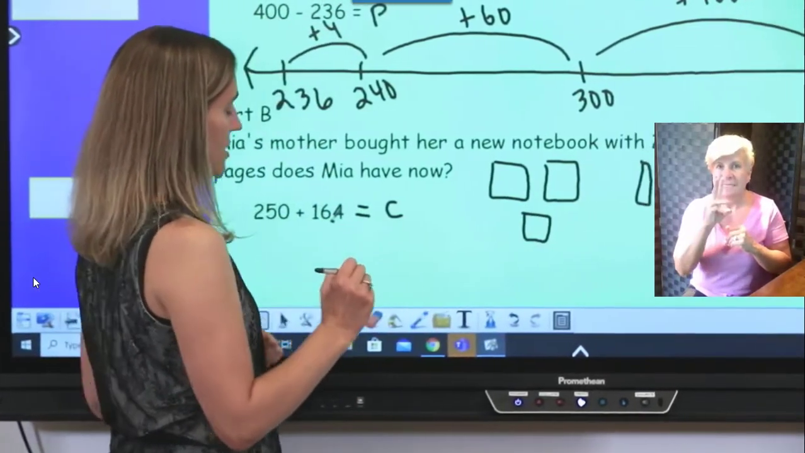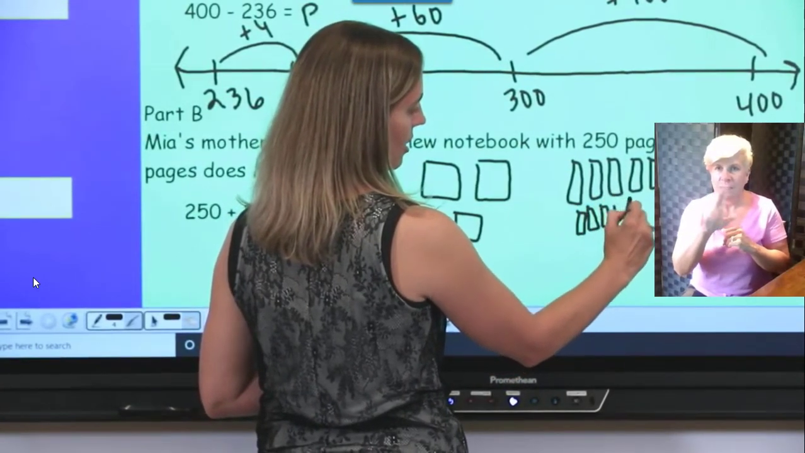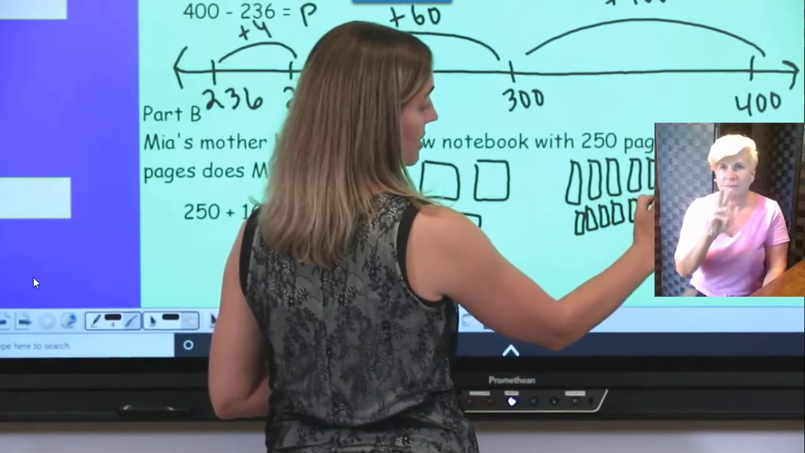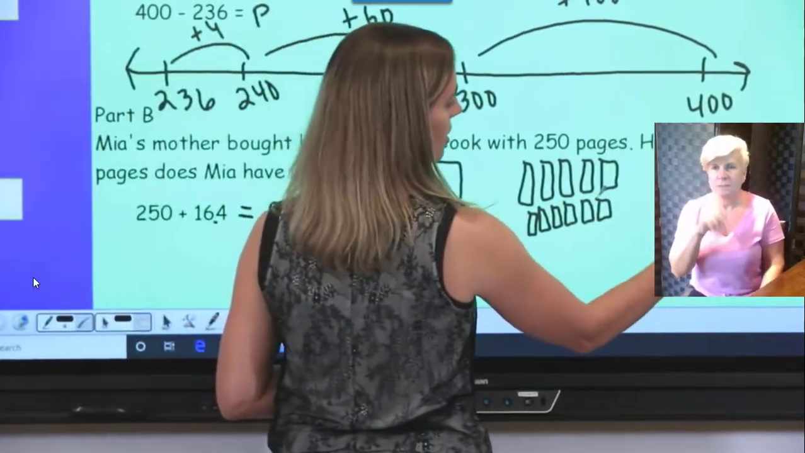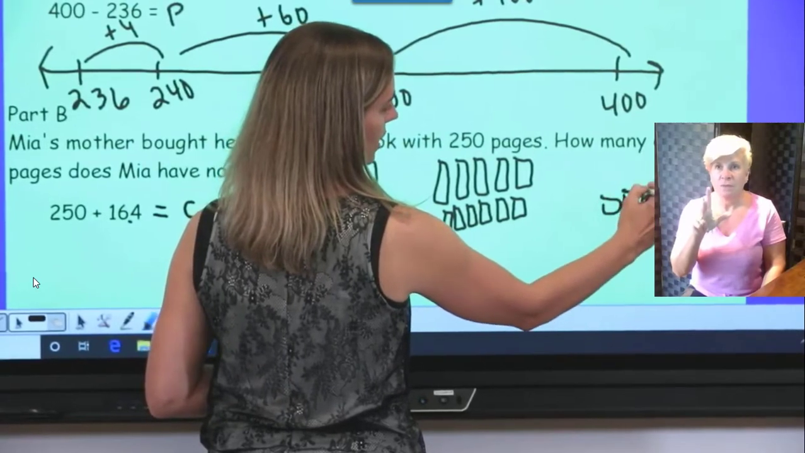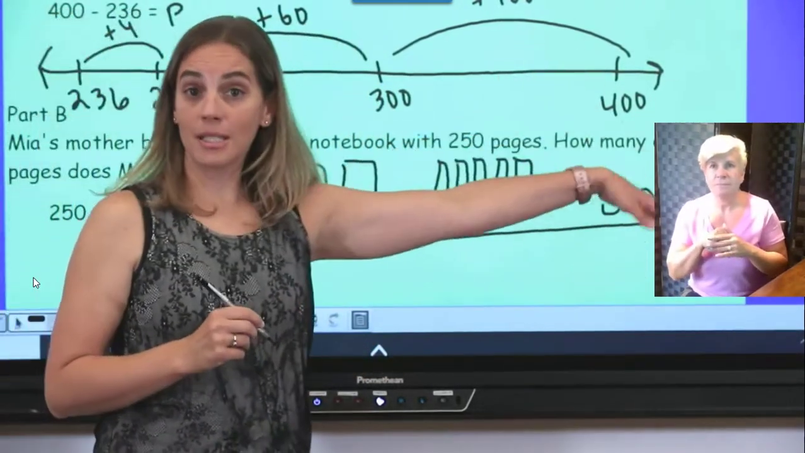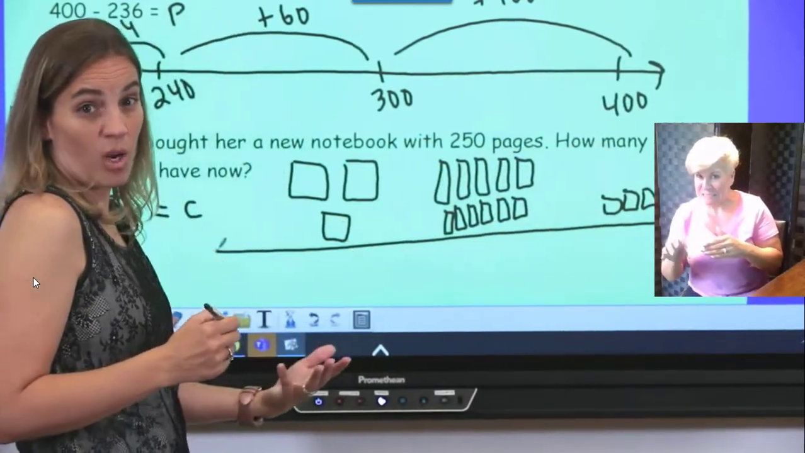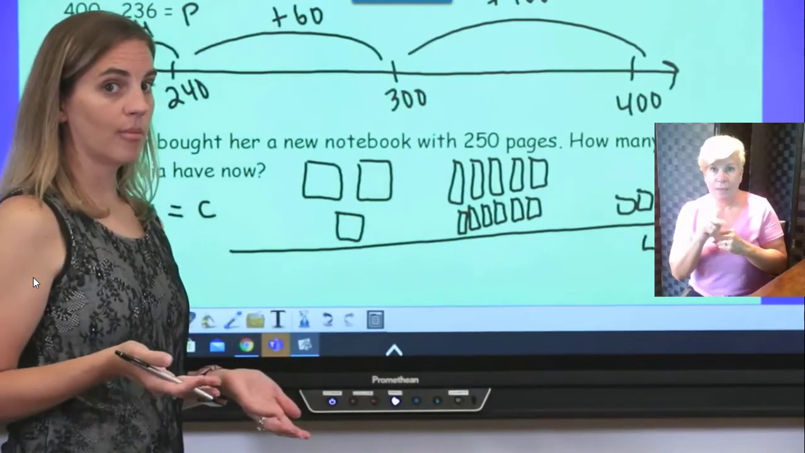I'm going to have to do 60: 1, 2, 3, 4, 5, 6 tens is going to give me 60. And then those 4 units: 1, 2, 3, 4. Okay, so now I'm going to add all those together. Well, this part's easy. How many units do I have? Just single ones. Yeah, 4. That's easy enough.